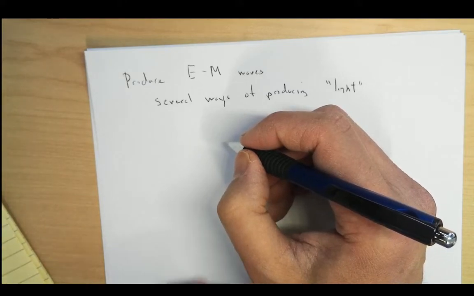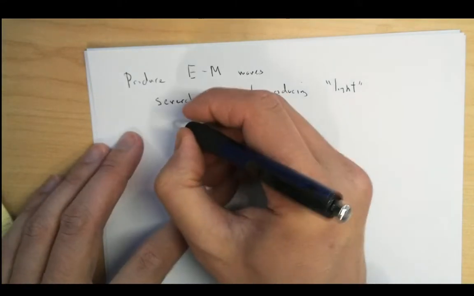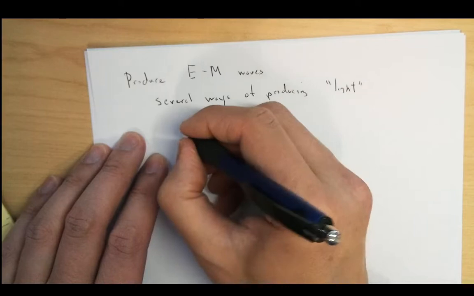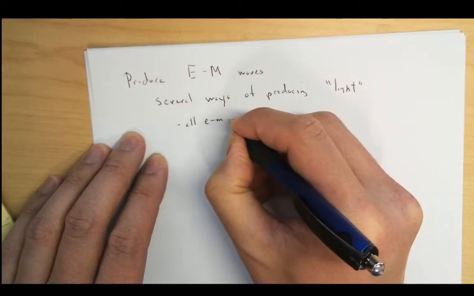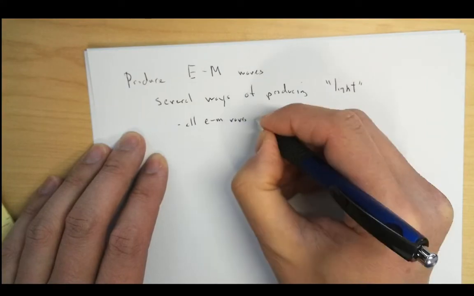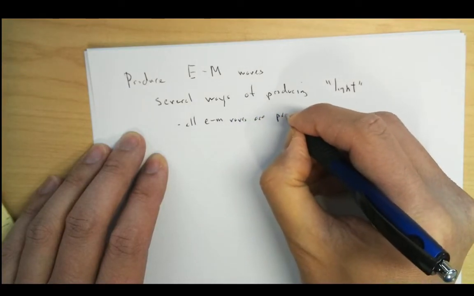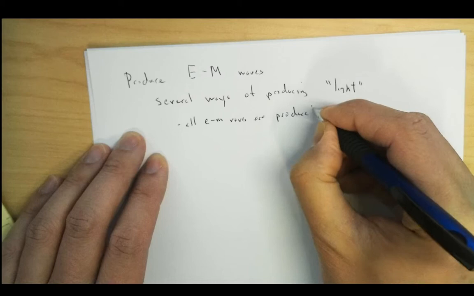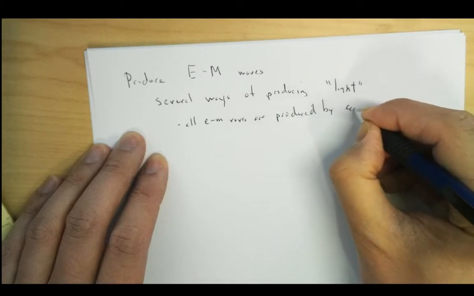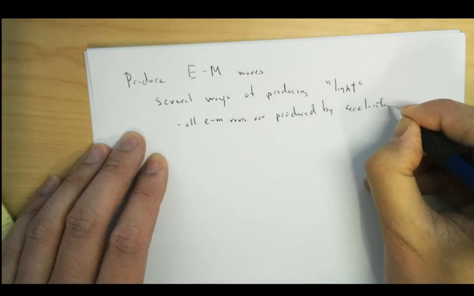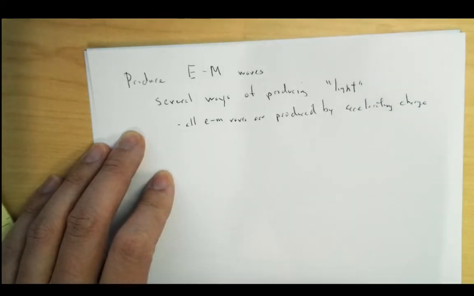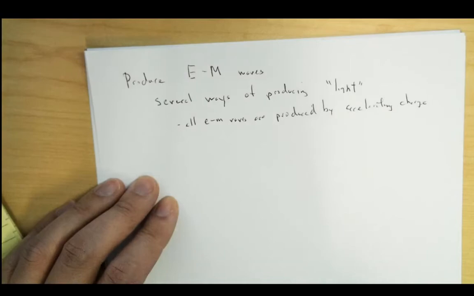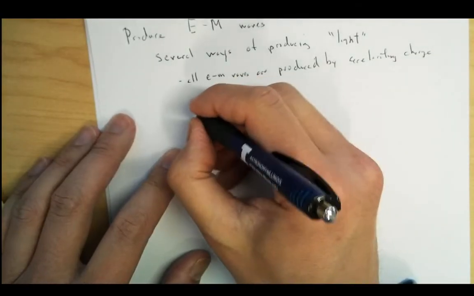Right, let's do it this way. Okay, so there are several ways, all right? So ultimately, all EM waves are produced by accelerating charges, in a very broad sense of the word of accelerating. Very broad sense. Okay, let me talk about some of them.